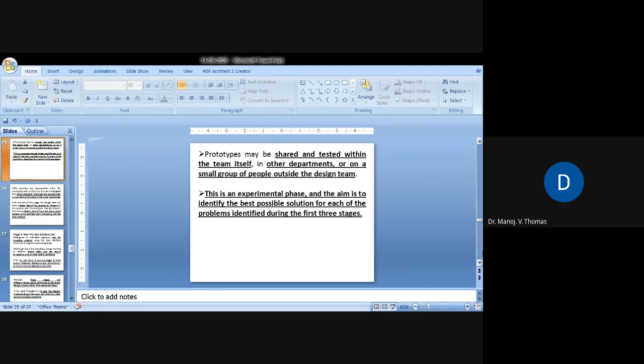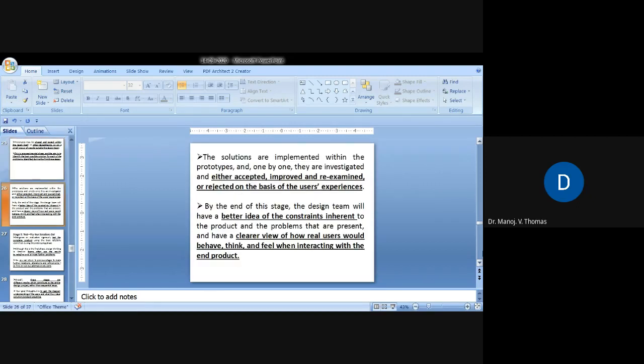This is an experimental phase, and the aim is to identify the best solution for each of the problems identified during the first three stages. The solutions are implemented within the prototypes, and after testing the prototype, they may be accepted, or there may be a chance for improvement. In that case, you will go back to the previous stages to re-examine, and if some errors or mistakes are identified, go back to previous stages, or it may be totally rejected on the basis of the user's experience. Then you start from scratch again. You start from the empathize stage again, with more clarity on the user's requirements. Then you design the product subsequently.